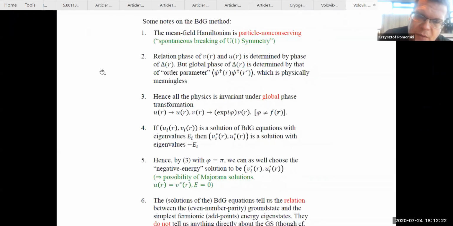So basically, this concept of the Bogoliubov-de Gennes equations is very powerful. In particular, it can also describe the topological states of a superconductor. So if hole and electron are exchanging their roles, or they are the same, let's say, then you have the possibility of the existence of Majorana solutions.